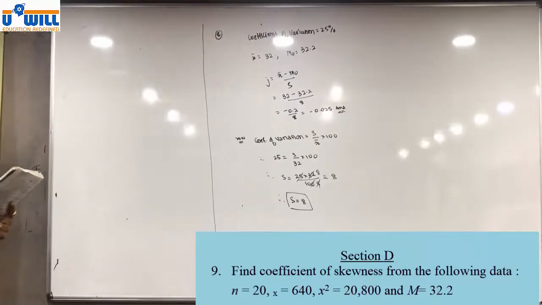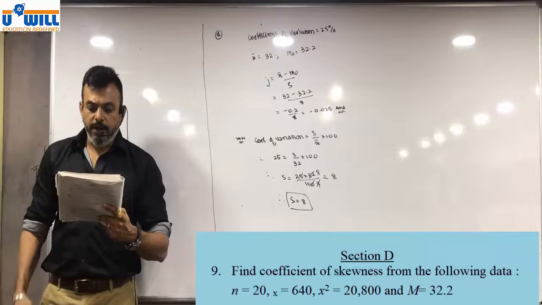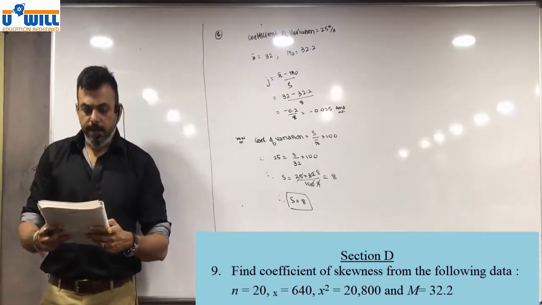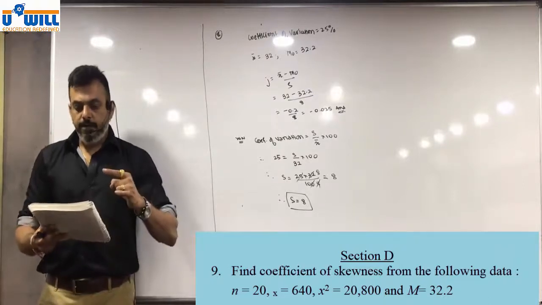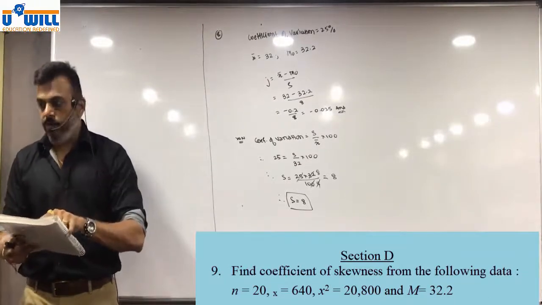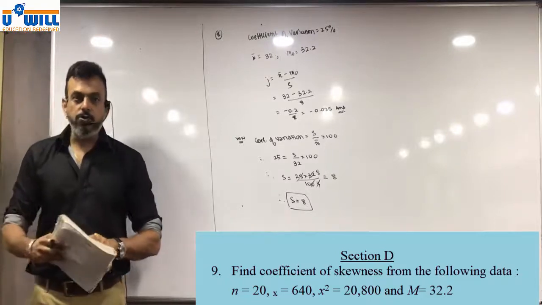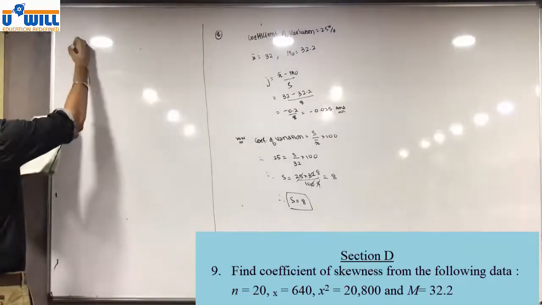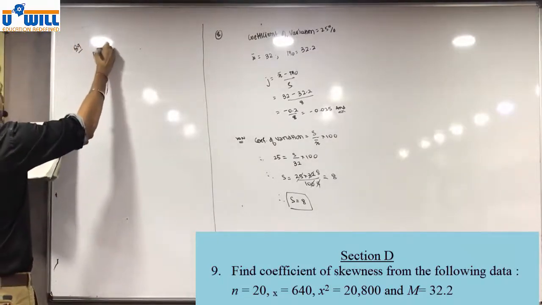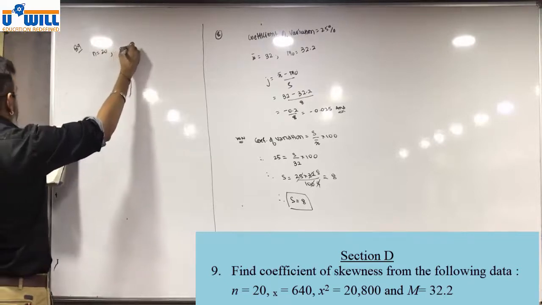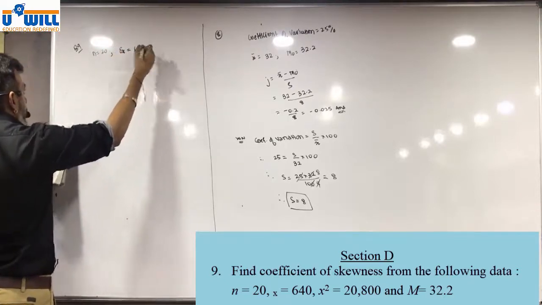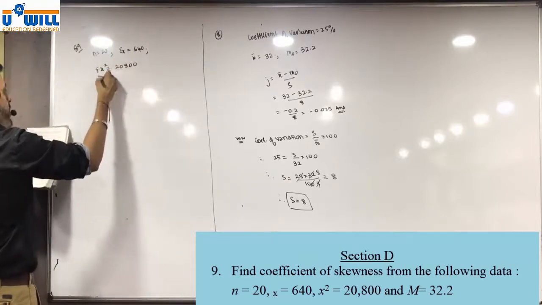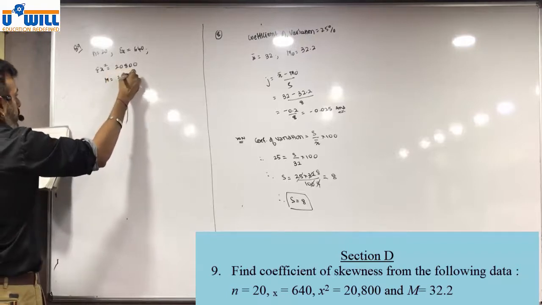Now, question number 9. Find coefficient of skewness from the following data. N is equal to 20, sigma x is equal to 640, sigma x square is equal to 20,800 and median is equal to 32.2. First, let's write the information. Question number 9. N is equal to 20, sigma x is equal to 640, sigma x square is equal to 20,800 and median is equal to 32.2.